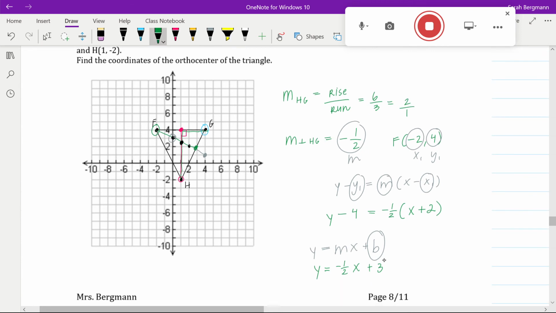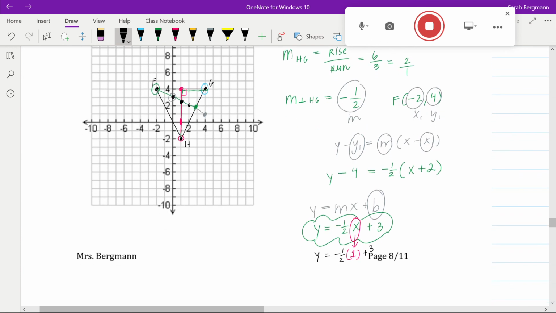Now, if this is the equation of my green line, then I know the x value must be 1, because for my other altitude from point H, I know the x value is 1 along this entire line. So for my orthocenter, it has to have an x value of 1. In order to figure out the y value, I can go ahead in my equation and plug in 1 for x, because I know x is 1. So let's see what y would equal.